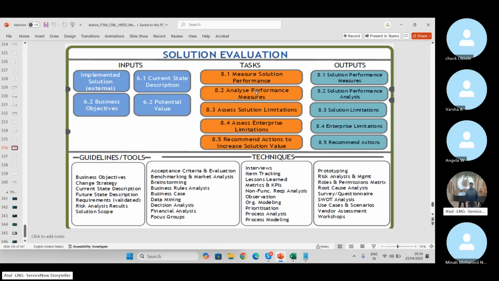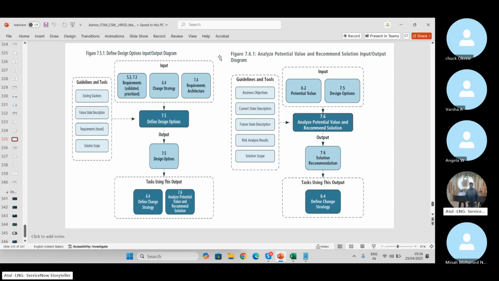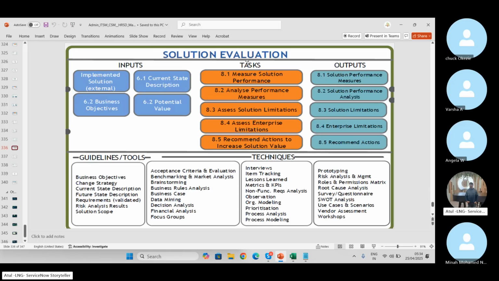Same example, Sharmila wants to purchase a flat. She has two house recommendations. One is on the north side, one is on the south side. Now she has to evaluate the same thing, because in the previous step you are just recommending, not finalizing it. And this is the last step of that brown picture: solution evaluation.